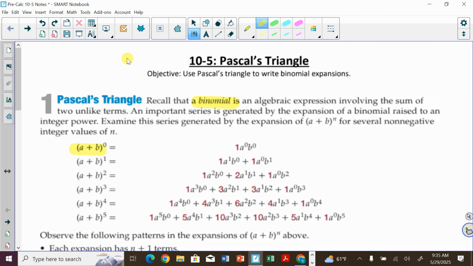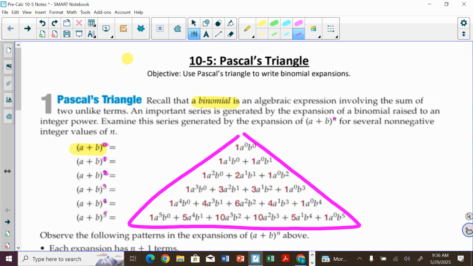We come up with an important series, since we're talking in chapter 10, series and sequences. An important series is generated by the expansion of a binomial raised to an integer power. We can take a look at the expansion of a plus b to the n power for several non-negative integer values of n. So it's got to be positive. We can go 1, 2, 3, 4, 5. And as you can see, it expands out and forms a triangle. So that's why it's called Pascal's triangle.